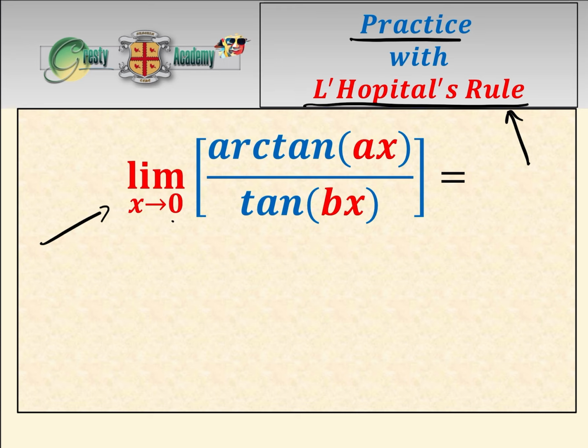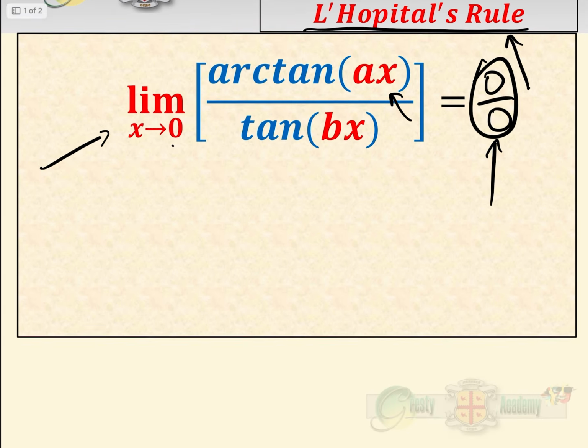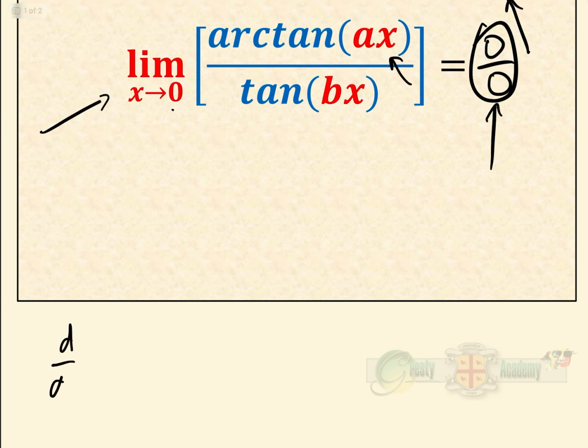Now clearly if we put x equals 0 into this, well, arctan of 0 is 0 and tan of 0 is 0. So we have an indeterminate form 0 over 0, which is eligible for L'Hopital because it's 0 over 0, and therefore we can find the limit of the derivatives of the two. Okay, so let's have a look. First of all, what we need to do is differentiate arctan of ax.